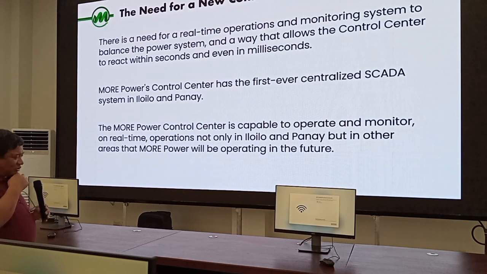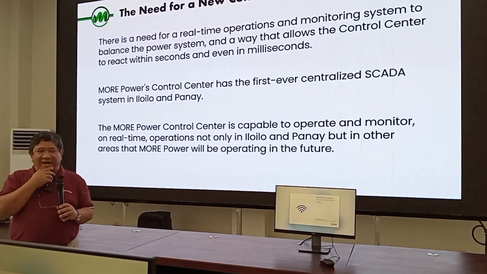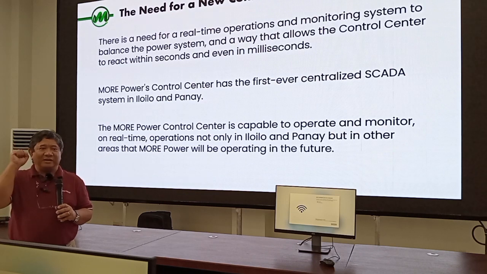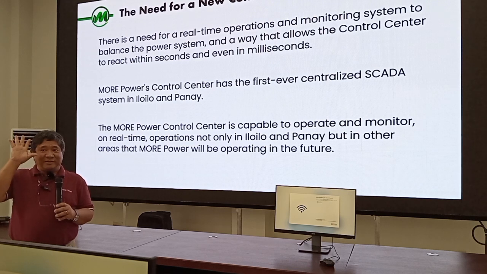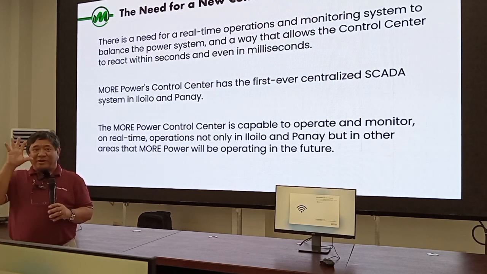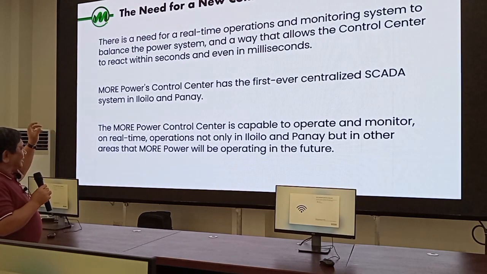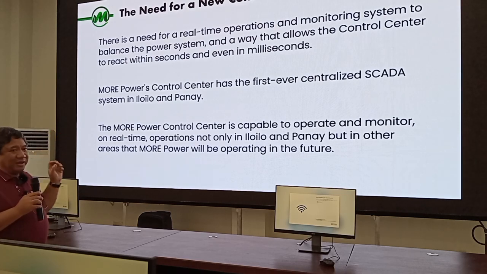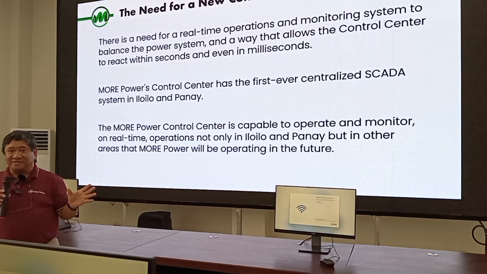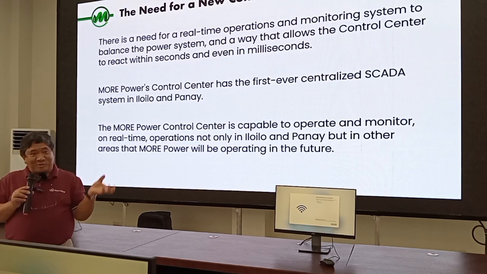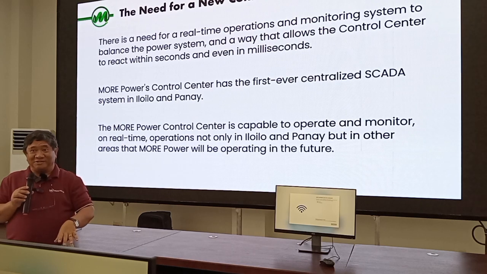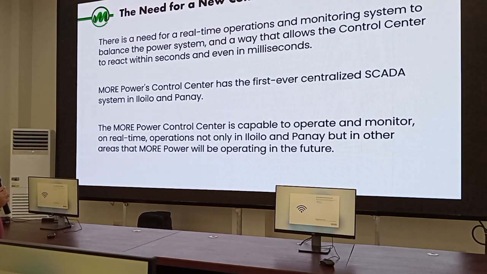Alala ko, some of our customers dito, dati ang napapansin pag talagang nagpa-brown out. Ngayon, napapansin na nila pag nagkakaroon ng a little flicker, a little low voltage. So, those are the things that are happening within the system that actually nako-correct natin in seconds or in milliseconds, that is why hindi nag-outage. So, our control system has the first ever centralized SCADA system in Iloilo and Panay.